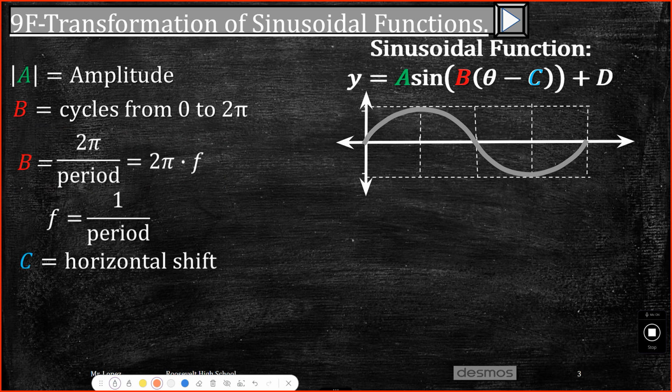C is going to be a horizontal shift. We've done this with all these other functions, where you move it to the left or you move it to the right. And so what do you think D is going to be? Vertical shift.